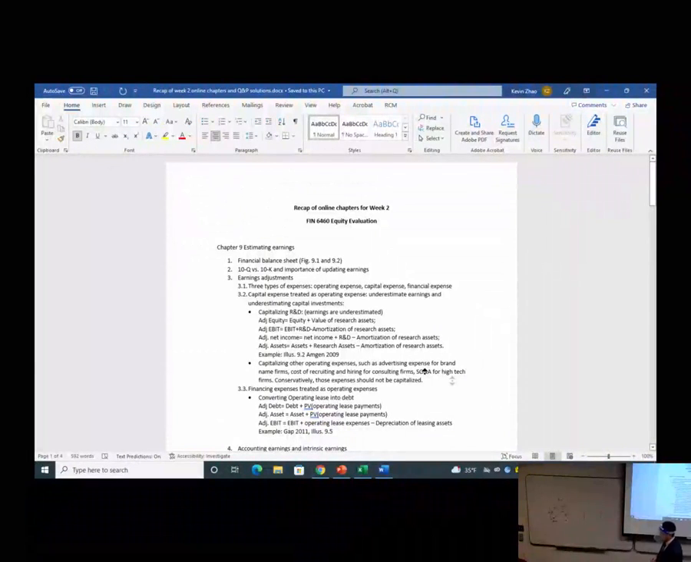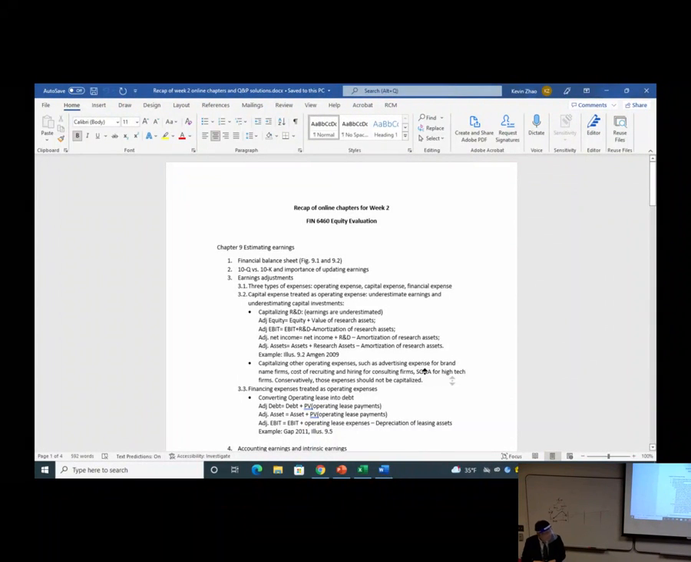The example is 9.5. Sometimes when we talk about the concept and equation, it looks convoluted. You might be confused, but when you look at the example, it's so clear. 9.5.